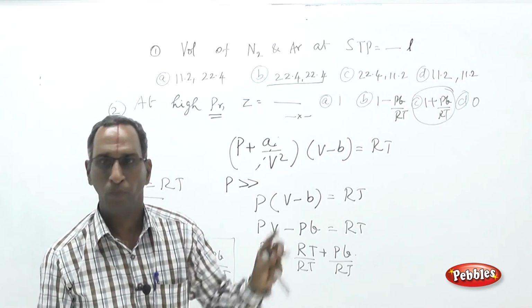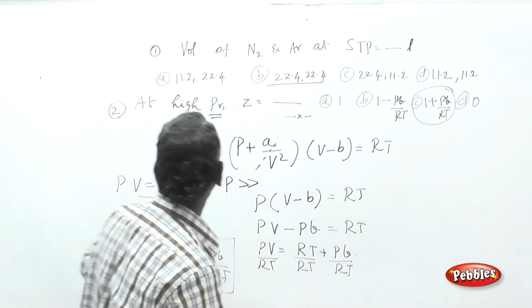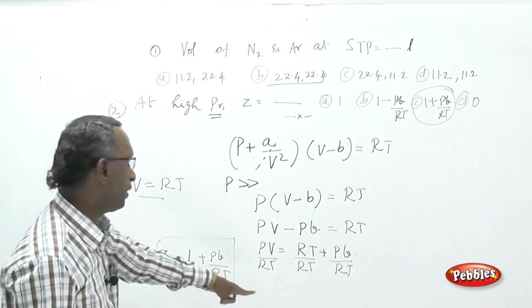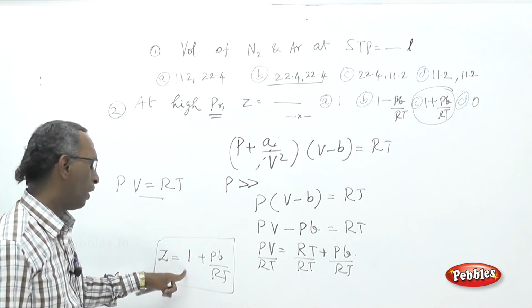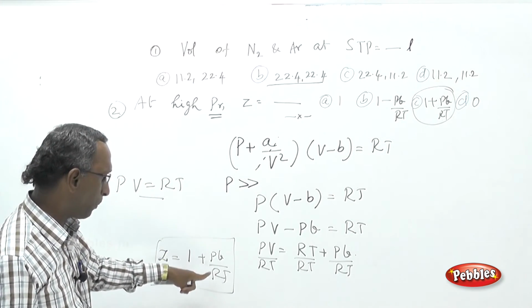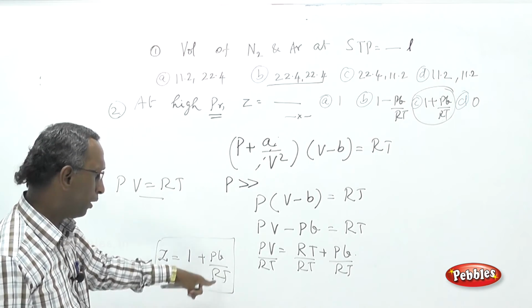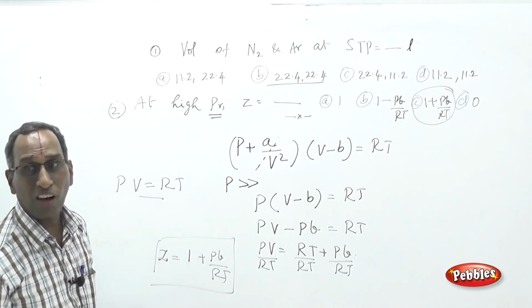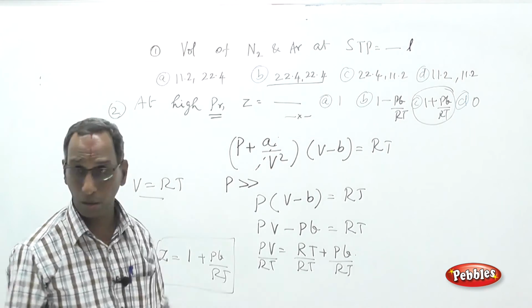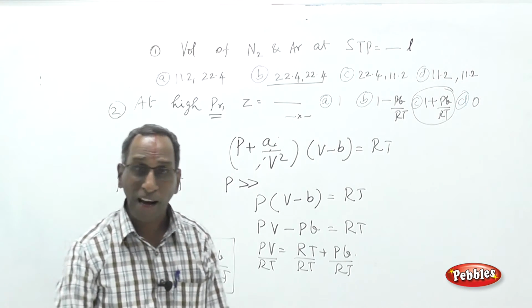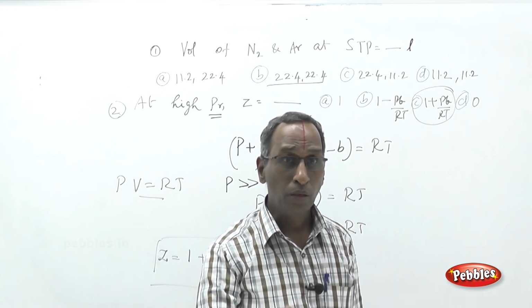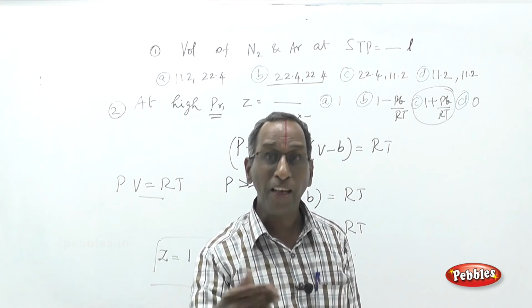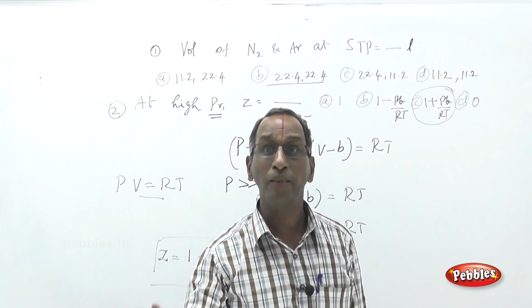So for this question, at high pressures, the compressibility factor is given as 1 plus Pb by RT, where P is the pressure, R is the gas constant, T is temperature, and b is called the Van der Waals constant. a and b are called Van der Waals constants. Van der Waals constants will not be the same; they vary from gas to gas. That is to be noted.